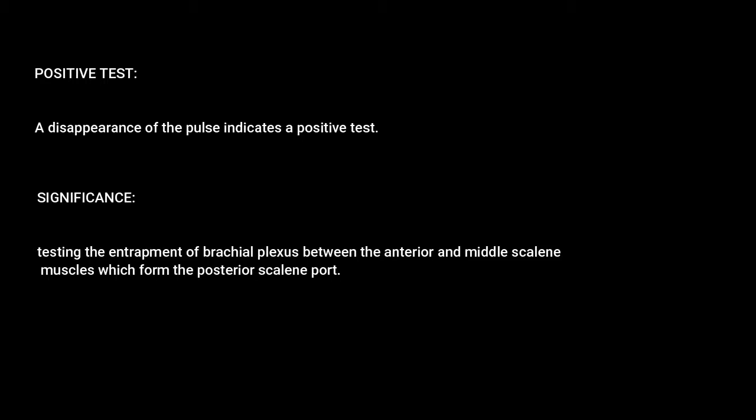A disappearance of the pulse indicates a positive test. Significance: testing the entrapment of the brachial plexus between the anterior and middle scalene muscles, which form the posterior scalene port. Costoclavicular syndrome. The examiner palpates the radial pulse and then draws the patient's shoulder down and back.